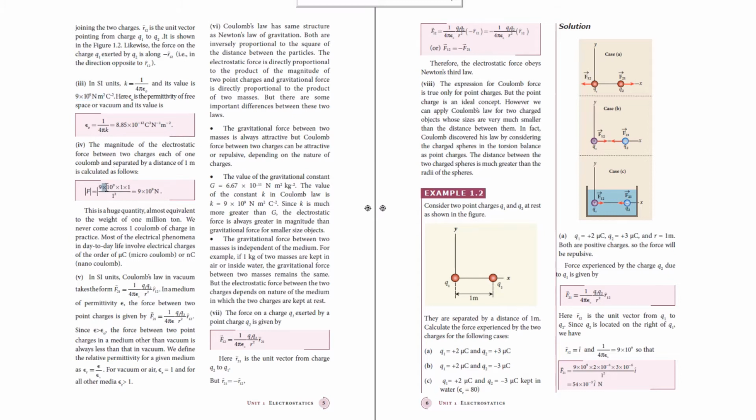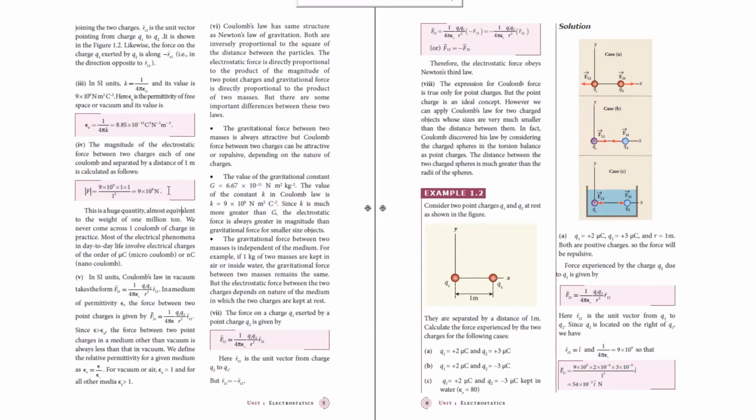So 9 into 10 raised to 9 into Q1 Q2 by r square. Q1 value is 1, Q2 value is also 1, and the distance is also 1 meter. So what is the answer we get?